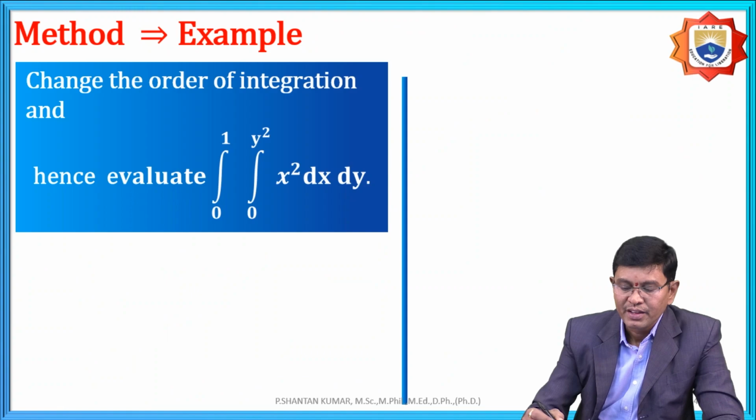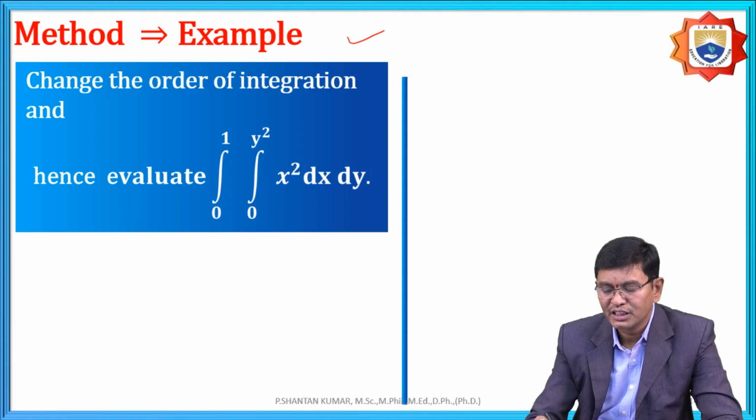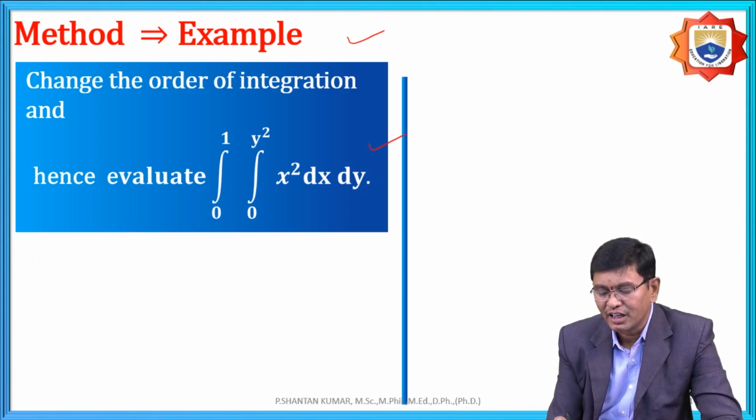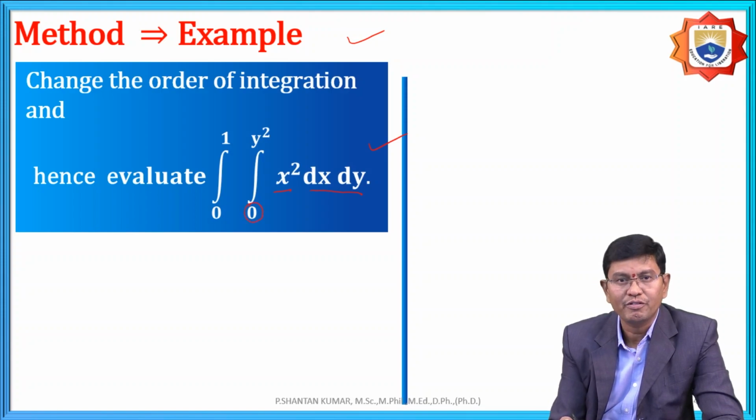And next, further change the order of integration and hence evaluate the integral from 0 to 1, 0 to y square, x square dx and dy. Here also the function is x square, with respect to dx and dy, under the Cartesian coordinates variable. Here the lower limit is 0 and the upper limit is in terms of y.